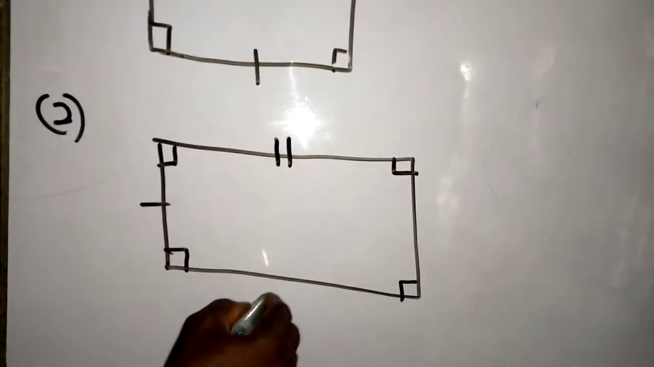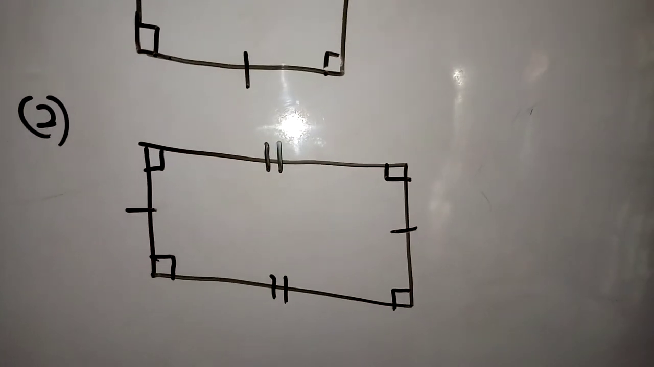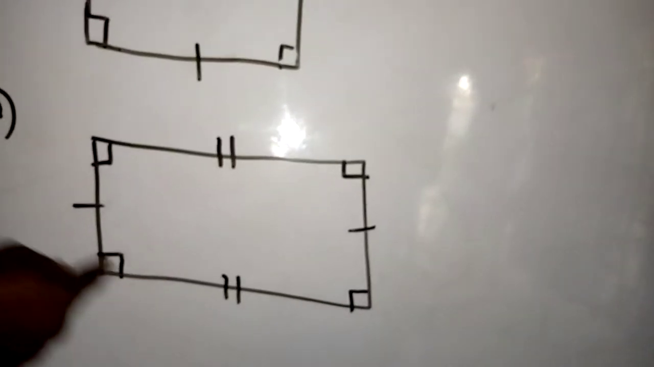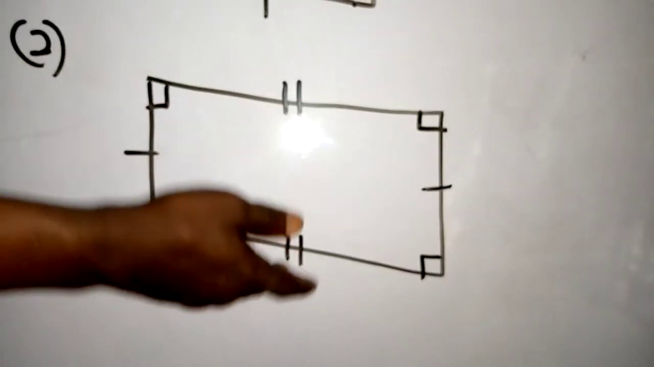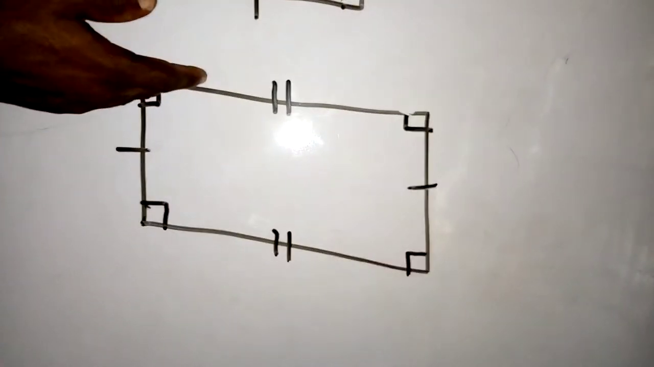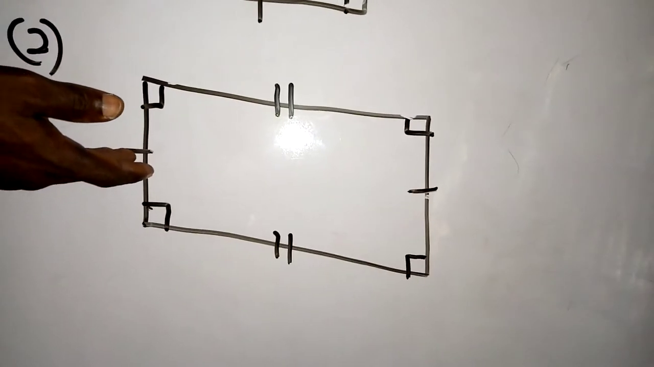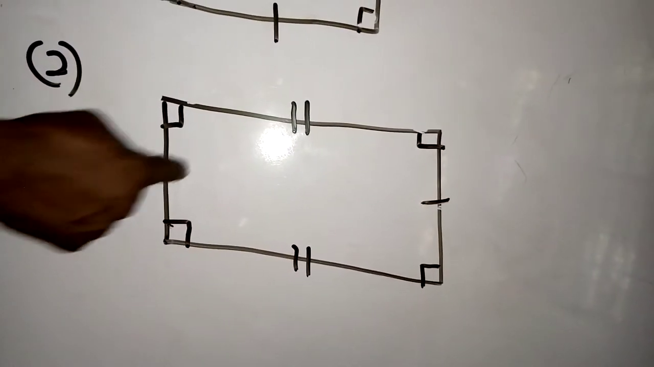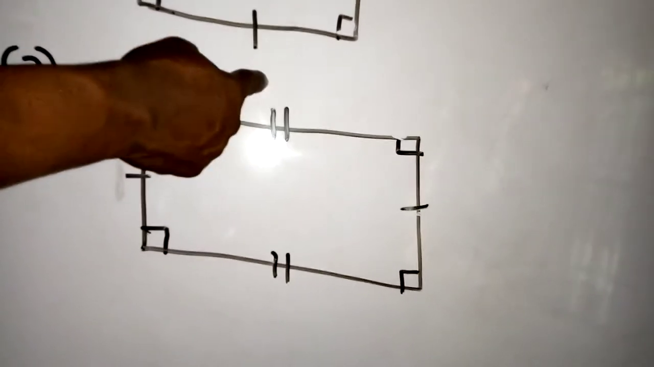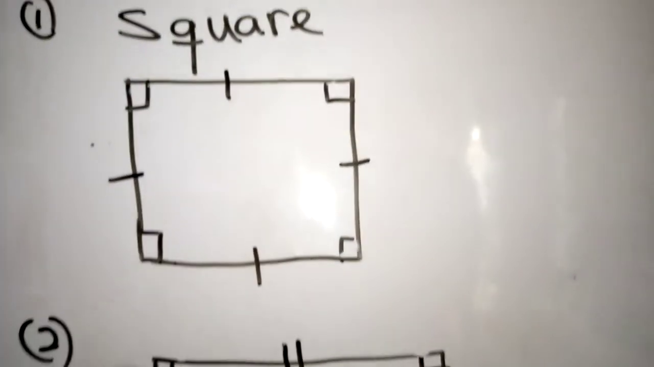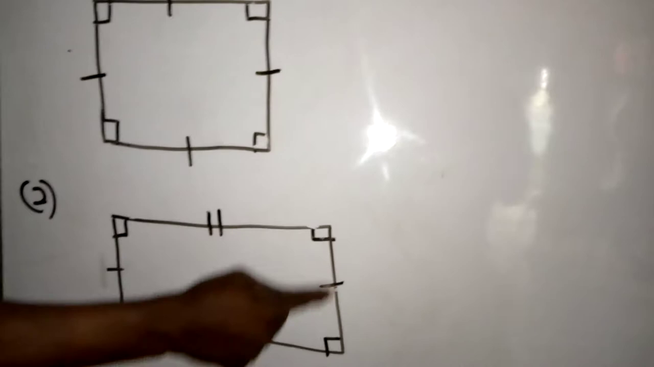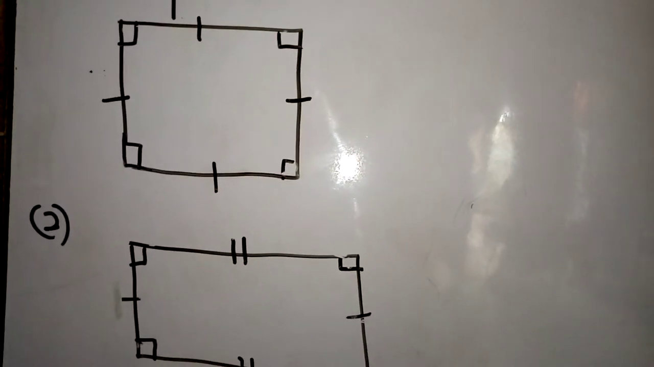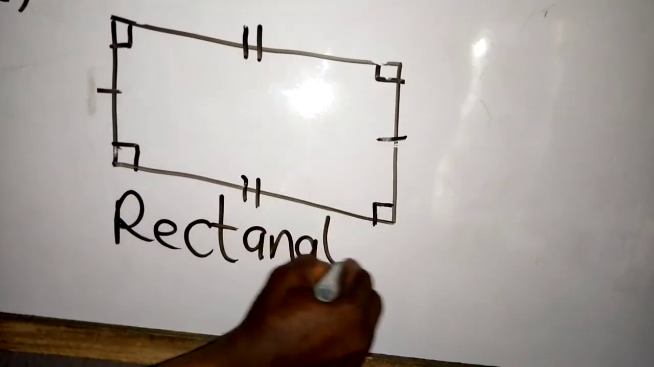A rectangle is very similar to a square, but different in length. Just like a square, it also has four sides, but the two opposite sides of a rectangle are equal. This side is equal to this side, and this side is equal to this side. Just like a square, a rectangle has four angles. This is a rectangle. It has four angles.